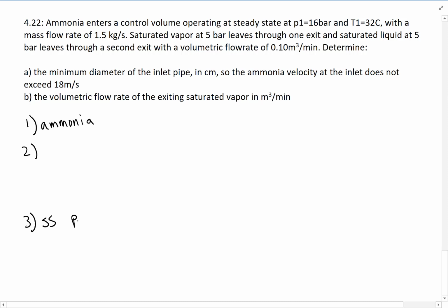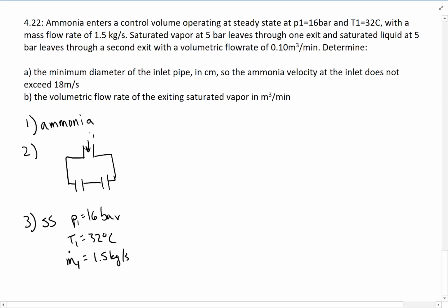At a pressure P1 of 16 bar and a temperature T1 of 32 degrees C, with a mass flow rate. So the mass flow rate at the entrance, which is m dot 1, because that's where we're tracking everything, m dot 1 is 1.5 kilograms per second. And it says that saturated vapor at 5 bar leaves through one exit and saturated liquid at 5 bar leaves through a second exit. Okay, so now we can draw our diagram. We have a control volume which has one inlet and two exits. We'll call the inlet state 1, and the exits 2 and 3.